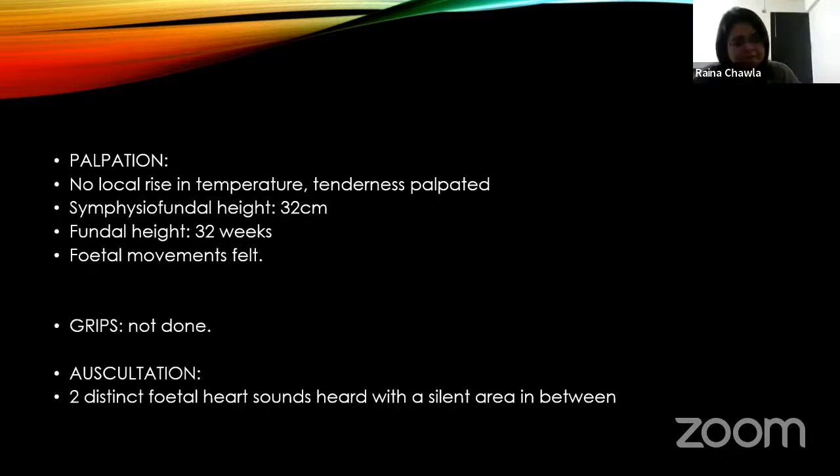Okay. Palpation: no local rise in temperature or tenderness. Symphysiofundal height is 32 centimeters and fundal height is 32 weeks. Fetal movements are well felt. Grips not done. Auscultation: there are two distinct fetal heart sounds with a silent area in between.